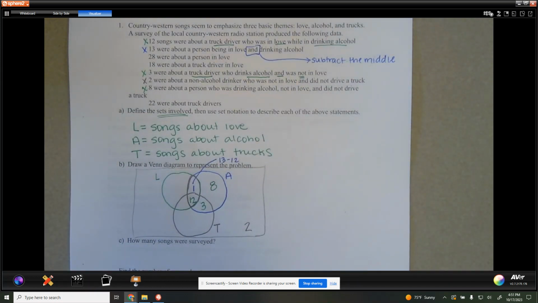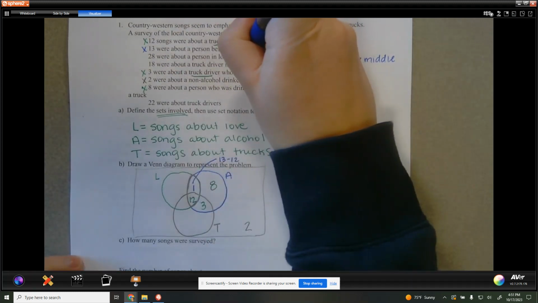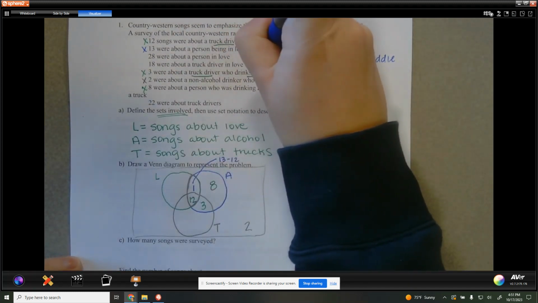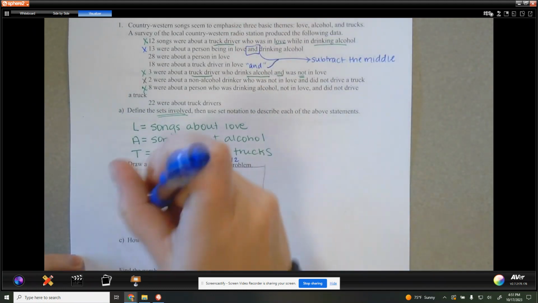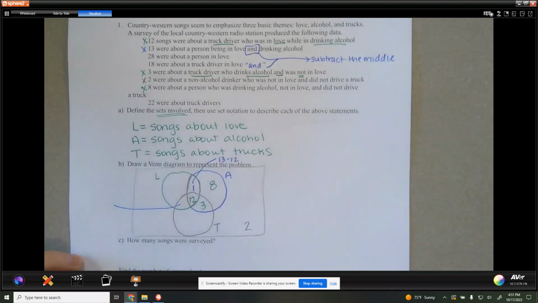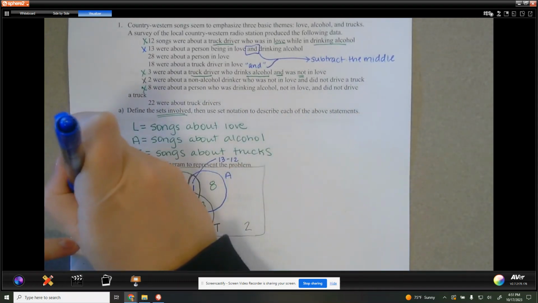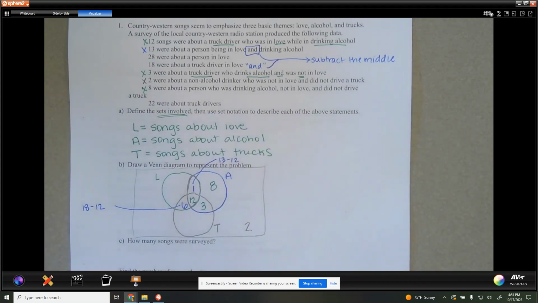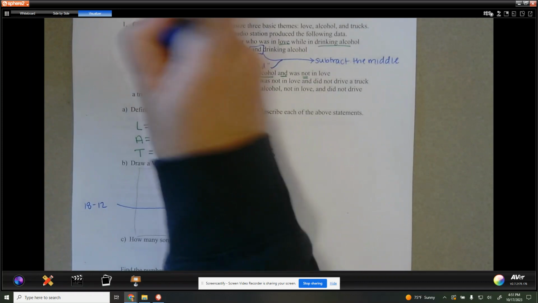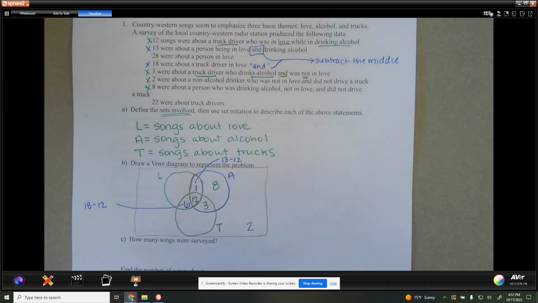So now truck driver in love is kind of like another and statement. So this same rule will happen. So we've got 18 total in here that we want, truck drivers in love. So that's going to be 18 minus our 12. So we're plopping in a 6 right there. All right, and then we can solve for the rest of these.